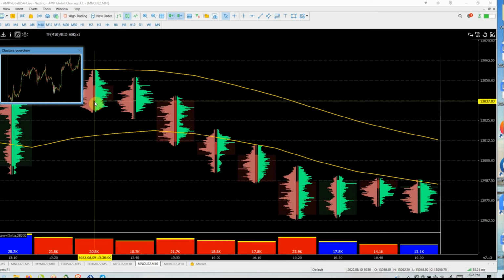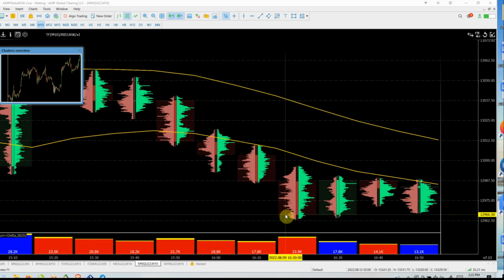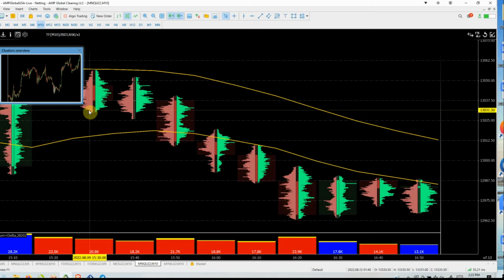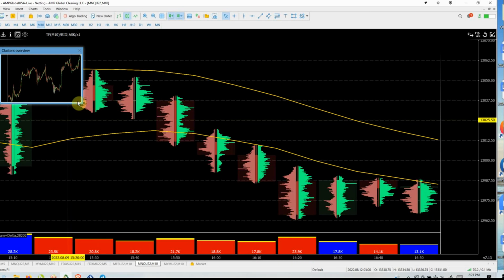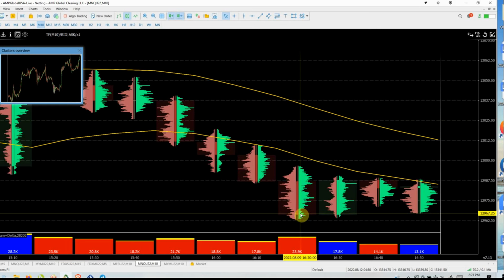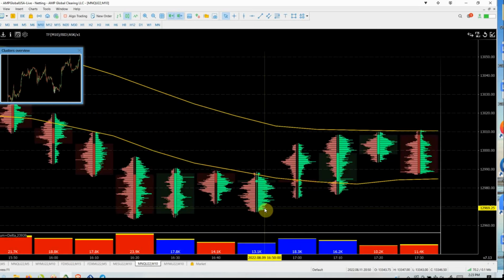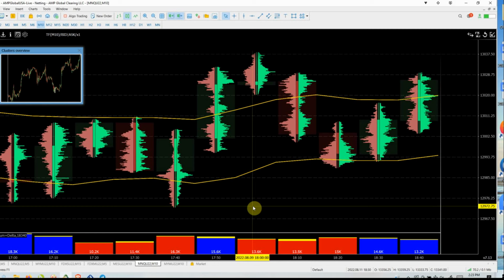So from here, 13,037 to 12,966. What did I say this was? That's 37 plus 34, so this is 70. This is at least 70 points right here. This is about 70 points from here to here, which on one contract is about $150 from here to here. Okay, on one E-mini contract. Okay, so you can just kind of see what we're doing here, guys.